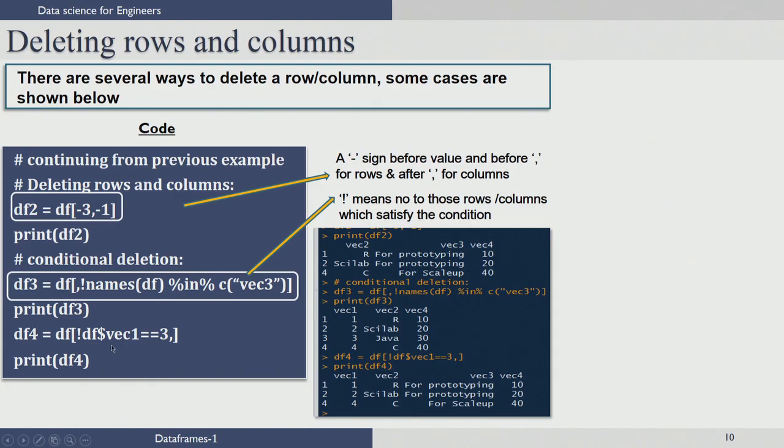We can also delete the rows where we have an entry 3 by using this command. So, what you are saying here is access those rows where the element in the vector 1 is not equal to 3, and we need to access all the columns. And we are assigning that to data frame df4, and when you print the df4 we can see that the row which has the entry 3 is deleted from the data frame.